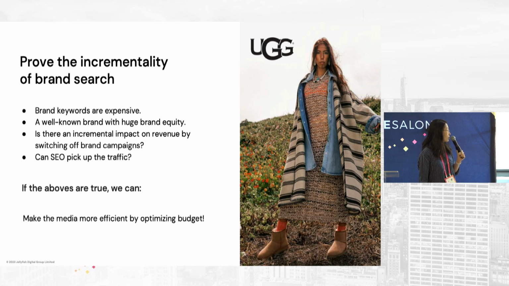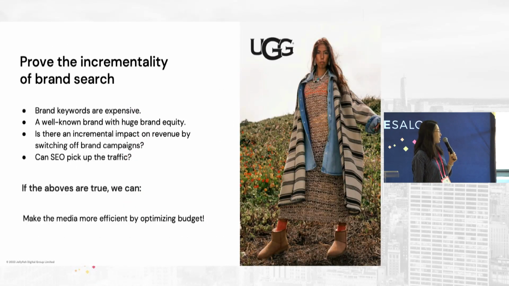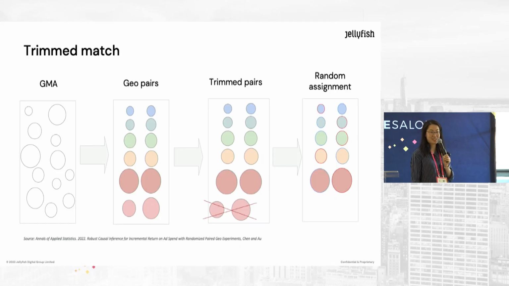So how are we going to do that? Basically, we wanted to do a go dark design. Essentially, we split to test and control. We keep the control as business as usual, and in the test area we did a go dark period.